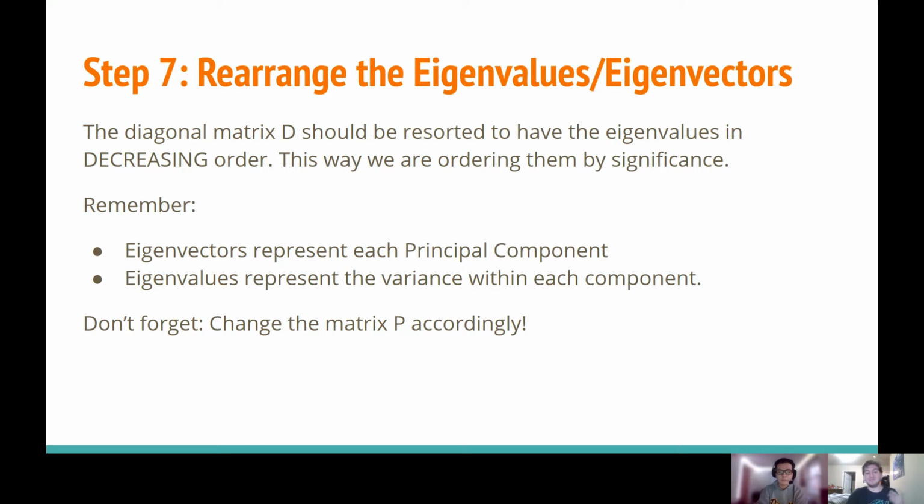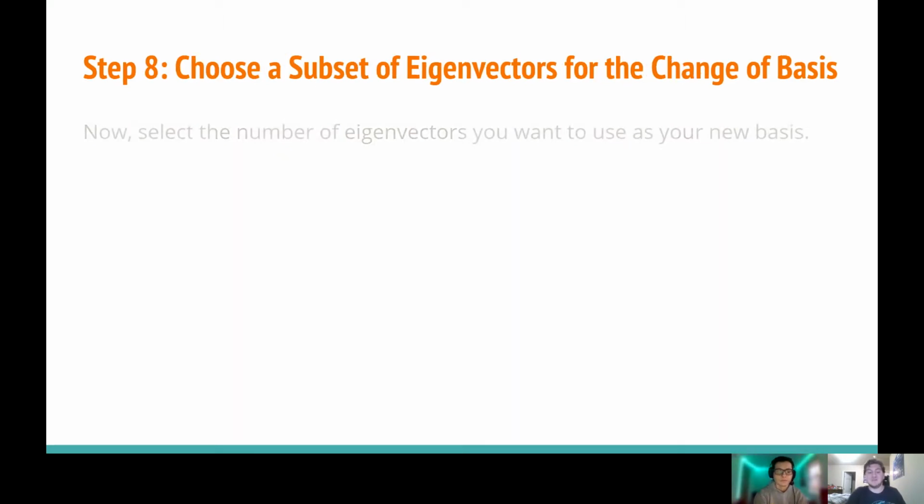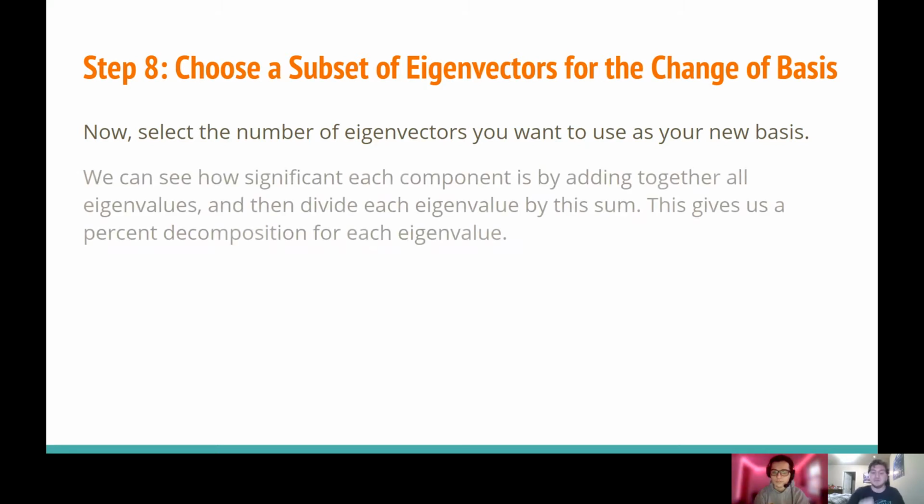Once you've arranged your eigenvalues in D and eigenvectors in P as such, we're going to select a subset of eigenvectors from P as our new basis. We can figure out how much each eigenvalue impacts the original data by adding up all of our original eigenvalues and dividing each eigenvalue by that total to get a percent decomposition. For instance, if you wanted to use a number of vectors that represented about 90% of the principal components, you'd add up each of these values in decreasing order until you get a result at or above 0.9.